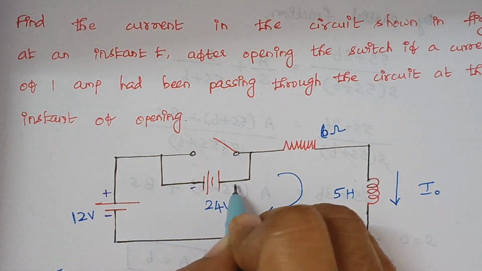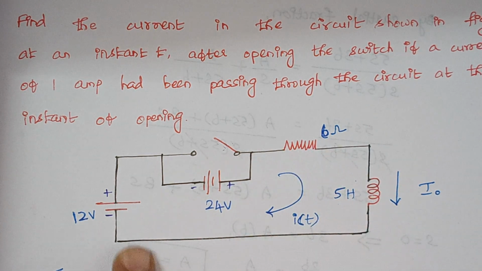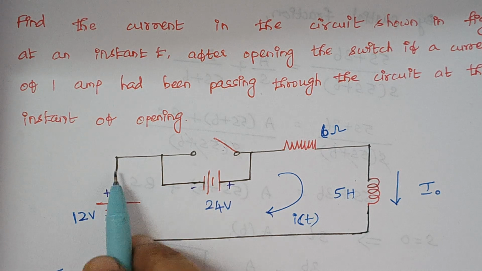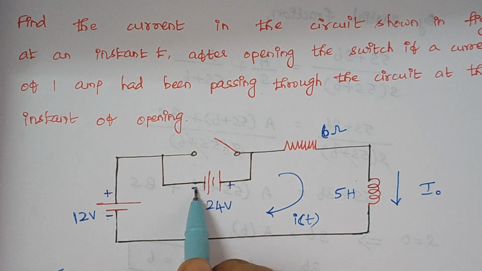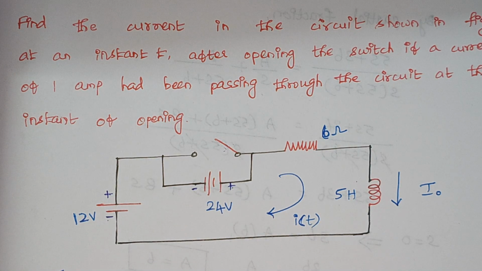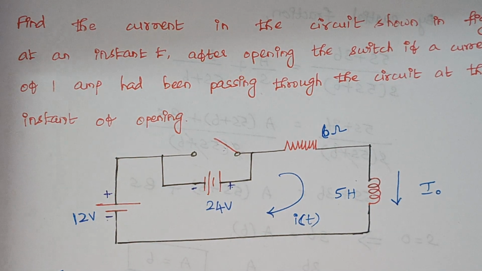You see, when you look at the direction of current, here it is minus to plus, right. And similarly again here it is minus to plus. So since the polarities are same, here we have to add these two voltage sources, right.